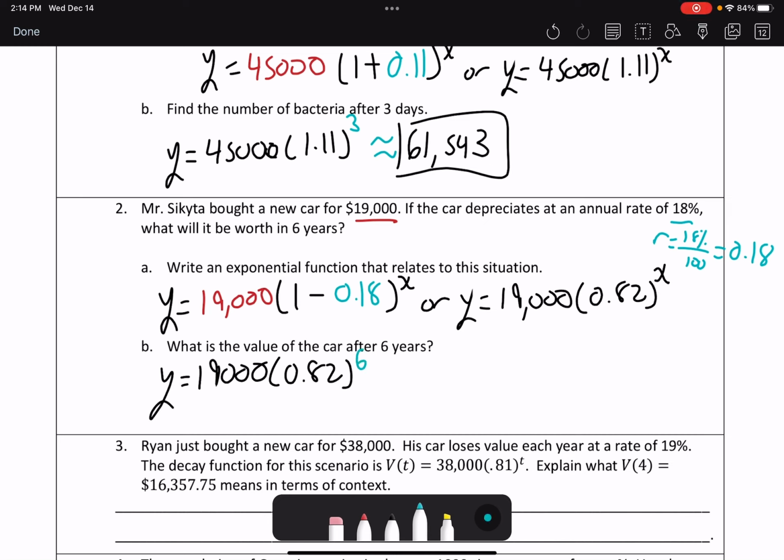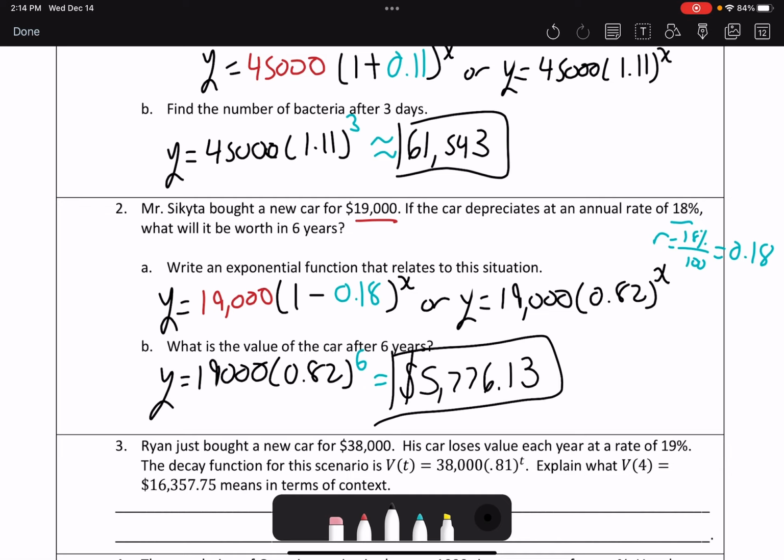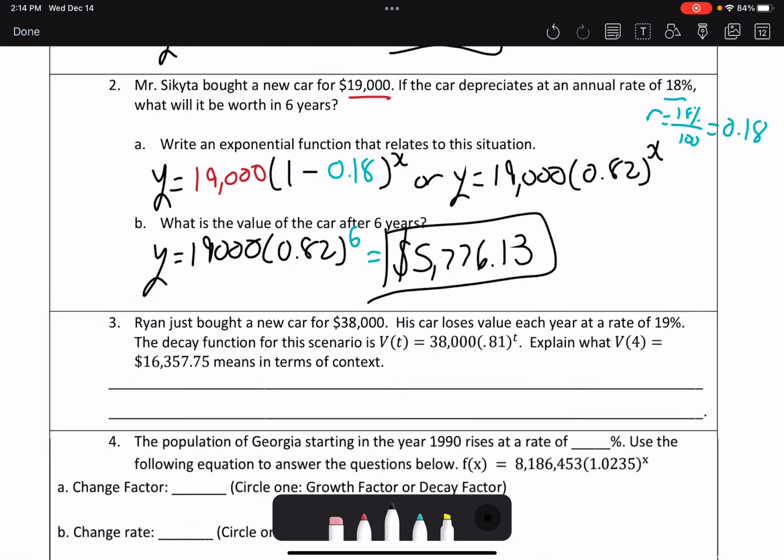So that's 19,000 times 0.82 raised to the 6th power. We're dealing with money here, so we're going to have 2 decimal places. So that's going to be approximately $5,776. My decimals it gives me is 0.126757. So I'm going to round that to 0.13. So that's $5,776.13. Now, number 3 is just asking us, what does this mean in context?